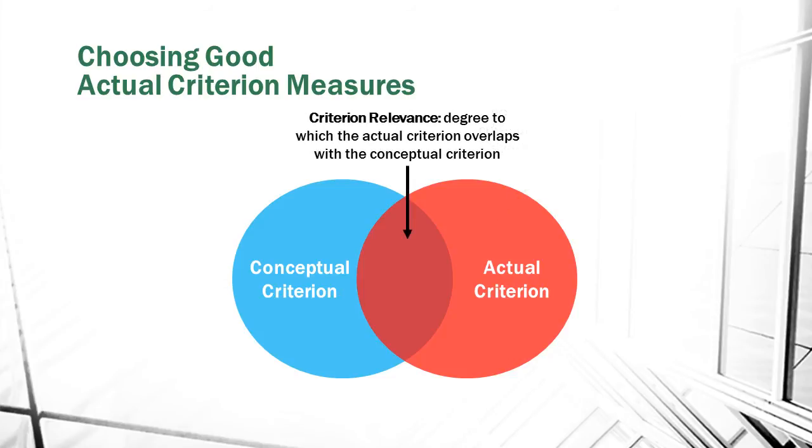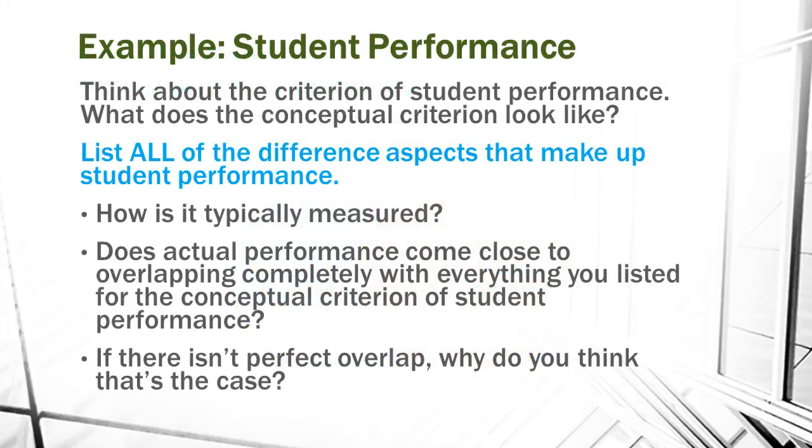Criterion relevance is the degree to which the actual criterion and the conceptual criterion overlap. Criterion relevance is what we're really trying to achieve, and we want to maximize as much of this overlap as possible. So now I'd like you to think of an example with regard to student performance.